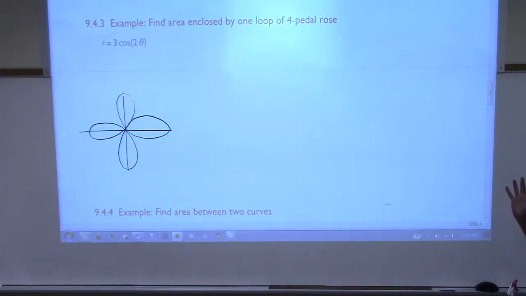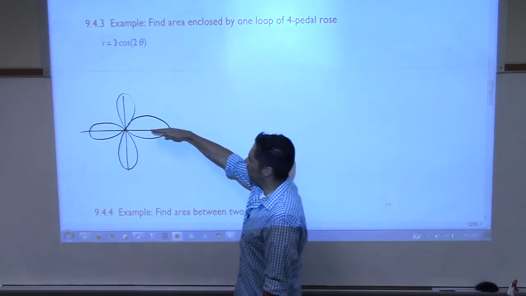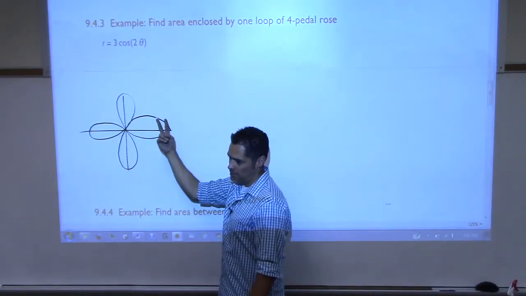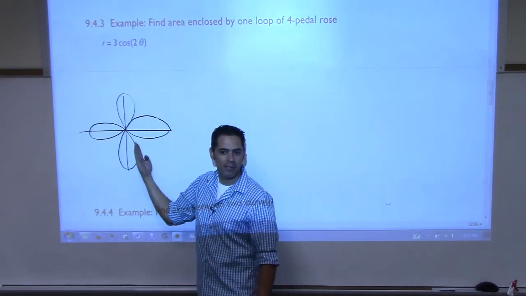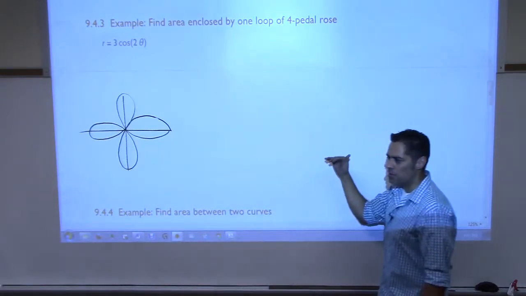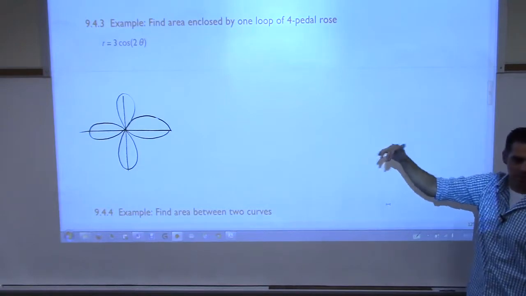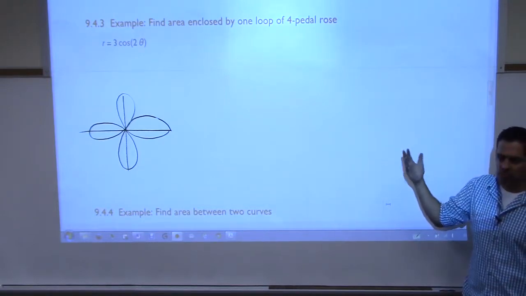So I want just one petal. We just talked about we could do this half and double it, or we could go like this bottom half. So what do y'all want to do? Start from 0 to go to pi over 4, or you want to go from pi over 4 to 3 pi over 4? 0 to pi over 4?